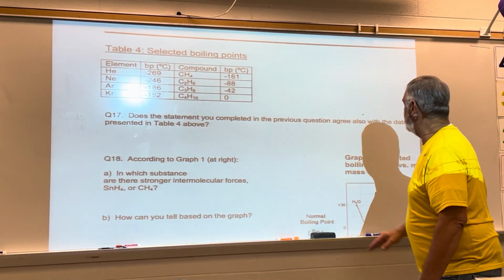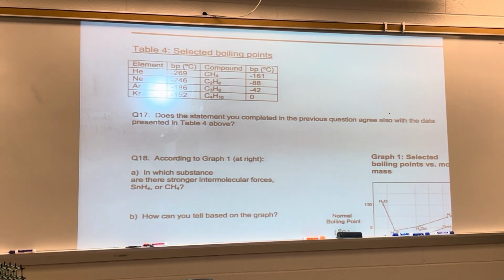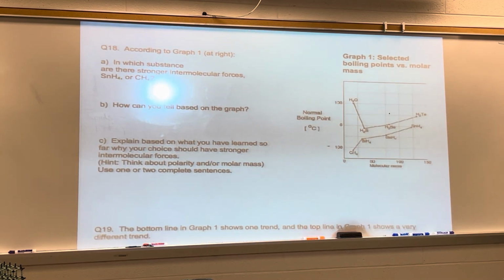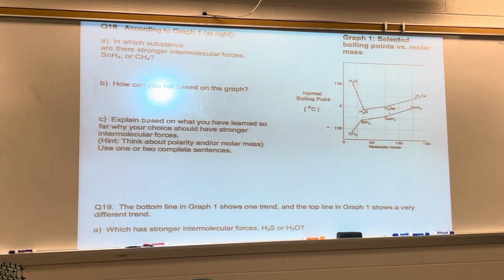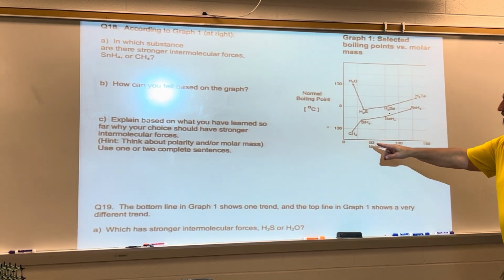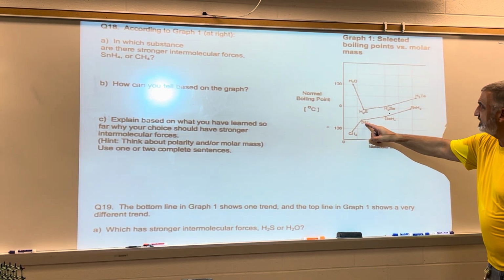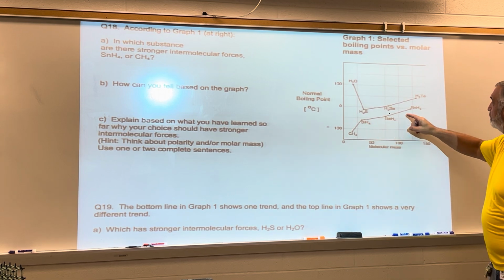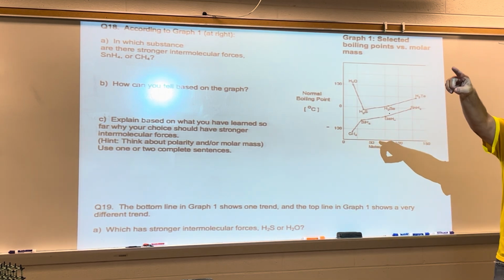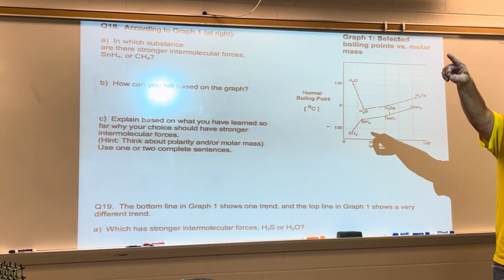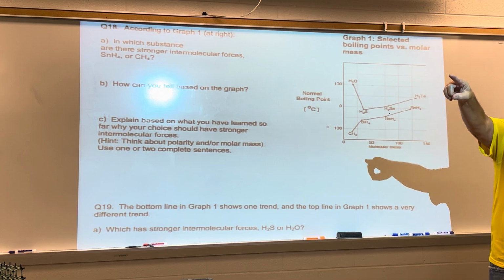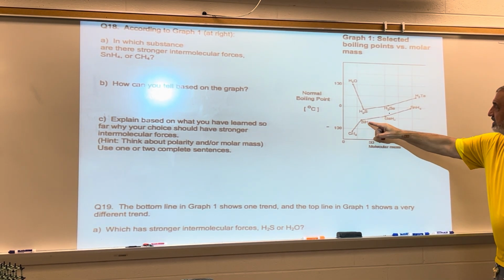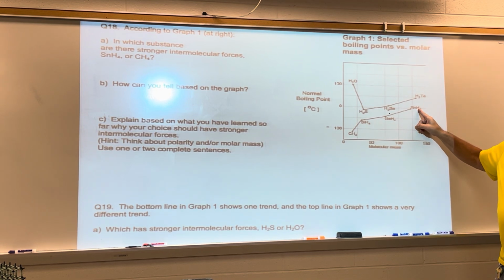According to graph 1 at the right. Now this is right off an AP test. According to the graph at the right, notice our trend here: CH4, SiH4, GeH4, SnH4. Notice on the periodic table, you're just going right down the carbon family: carbon, silicon, germanium, and tin.